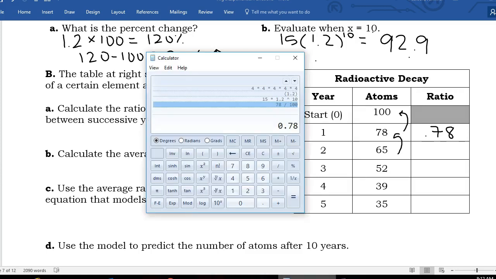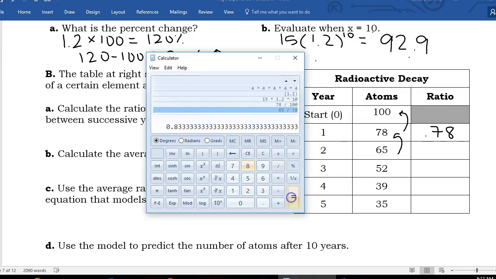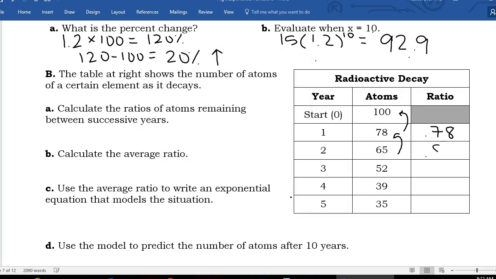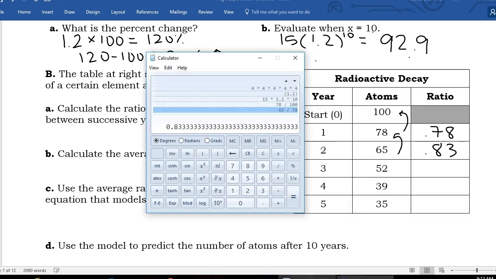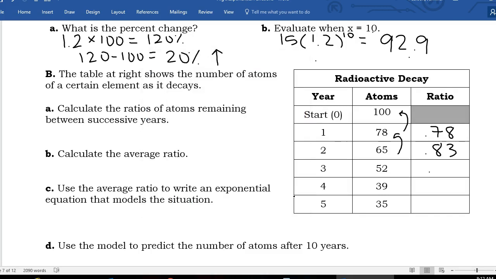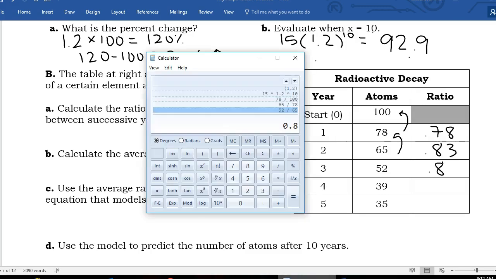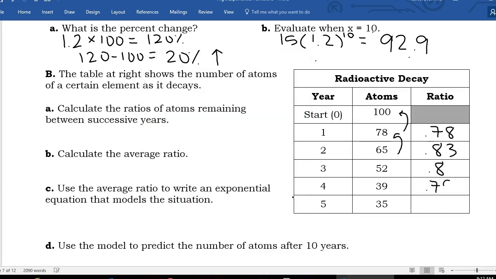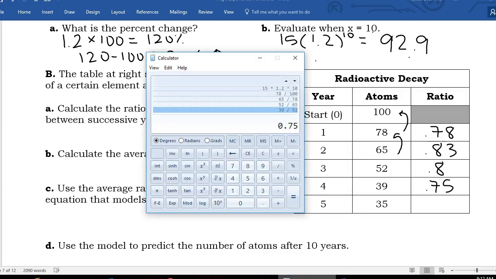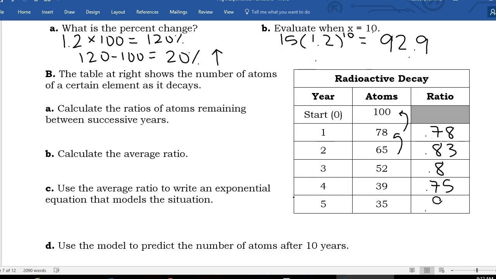So I'm going to go 65 divided by 78, and I got 0.83. 52 divided by 65, 0.8. 39 divided by 52, 0.75. And lastly, 35 divided by 39. I'm going to round that one to 0.9.